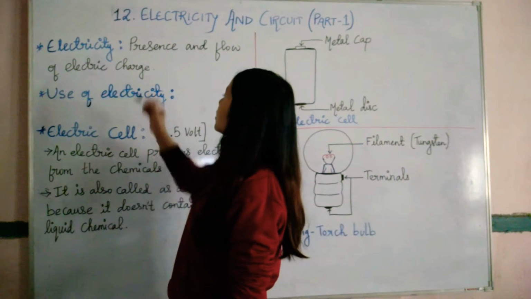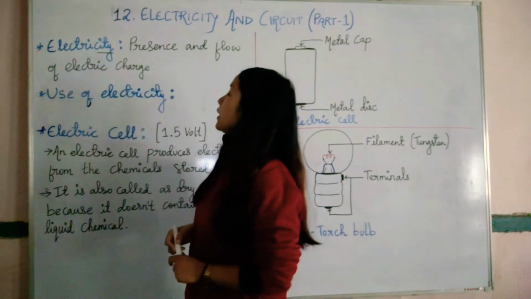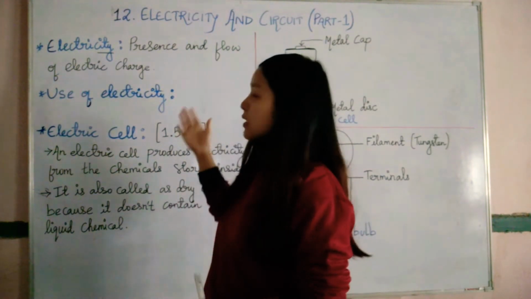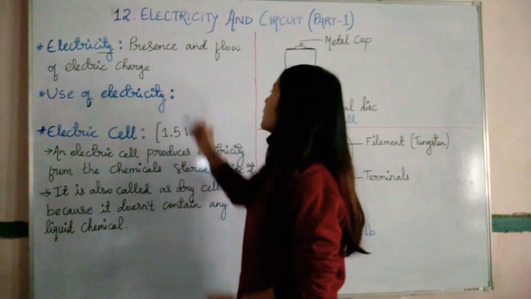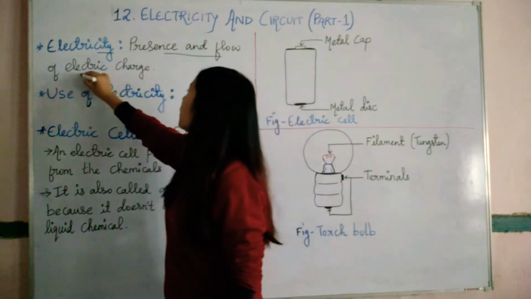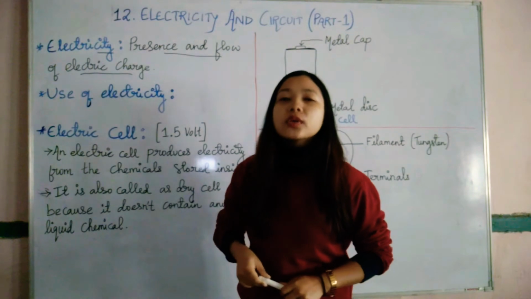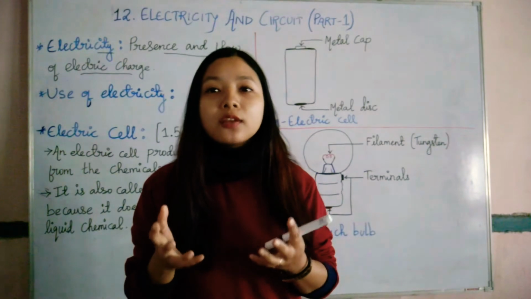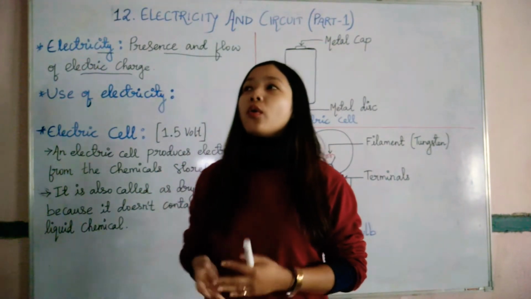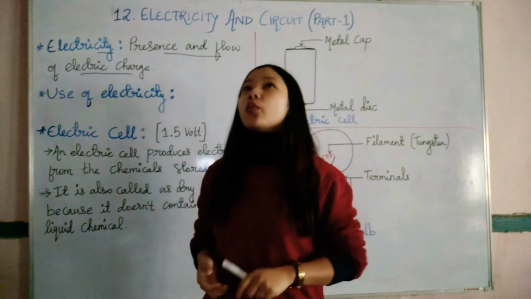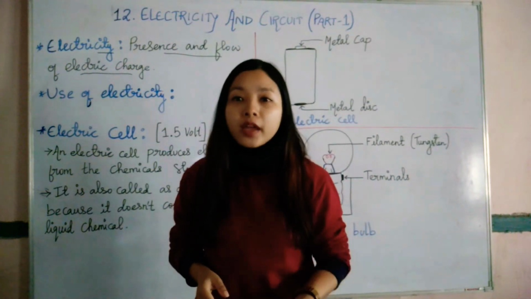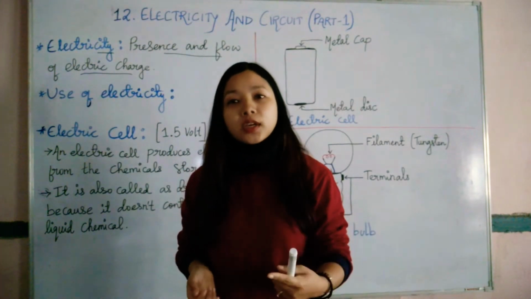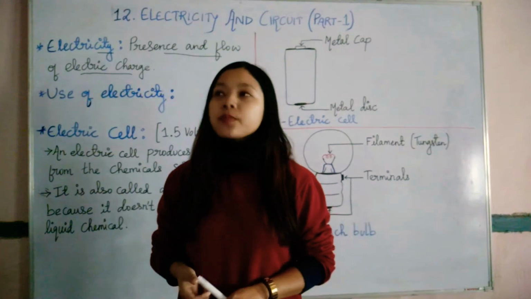First of all, what do you understand by electricity? Electricity, we hear about this word every day, but what does it mean actually? The meaning of electricity is presence and flow of electric charge, or you can say electric current. So whenever something has electric charge in it, or electricity runs through the wires up to our bulb or fan or various electrical appliances, we call it electricity when electric current is running or flowing in it.